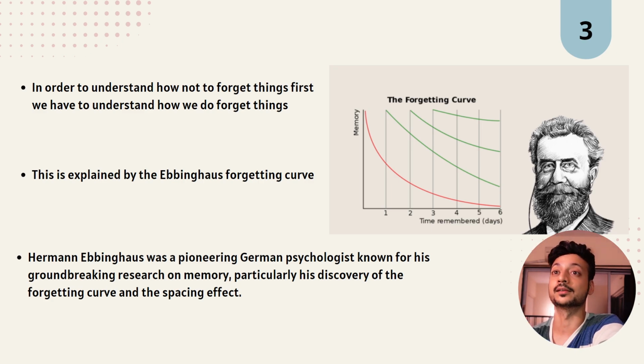So in order to understand how not to forget things, first we have to understand how we forget things. And this is explained by the Ebbinghaus Forgetting Curve. Now, who was Hermann Ebbinghaus? Hermann Ebbinghaus was a pioneering German psychologist known for his groundbreaking research on memory, particularly his discovery of the forgetting curve and the spacing effect.